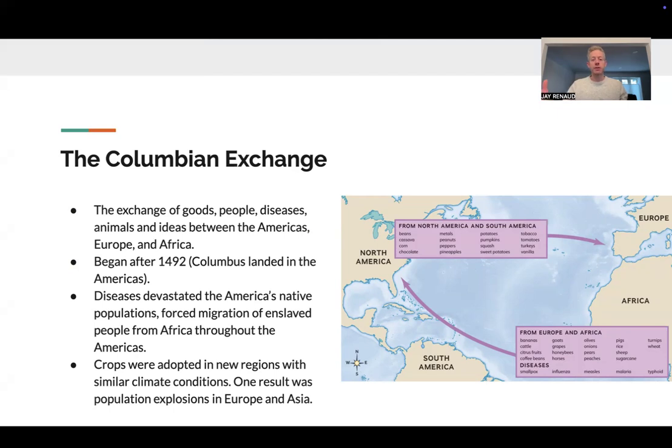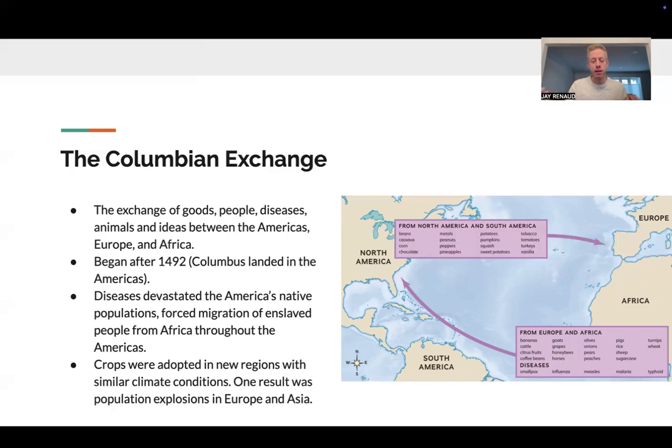It's known as the Columbian Exchange because it began after 1492, after Columbus landed in the Americas. What I always tell my students is that Europe, Africa, Asia are living in isolation to North America, South America. They're living in isolation from one another, right? The hemispheres are not connected. Once Columbus sails across the Atlantic Ocean, it's going to lead to the global exchange of people, plants, animals, and diseases.